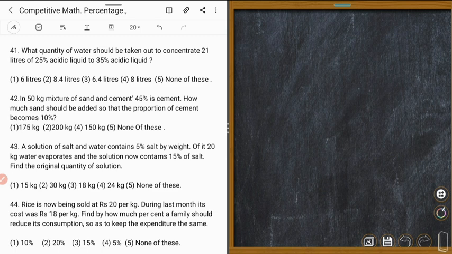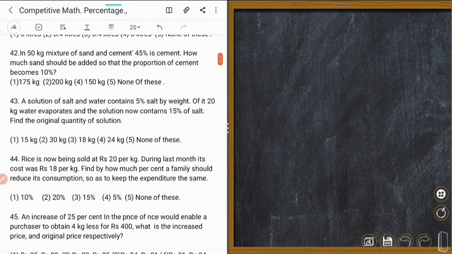Question number 42. It's like this. In a 50 kilogram mixture of sand and cement, 45% is cement. How much sand should be added so that the proportion of cement becomes 10%? Let's calculate. How many kgs are there? 50 kg.